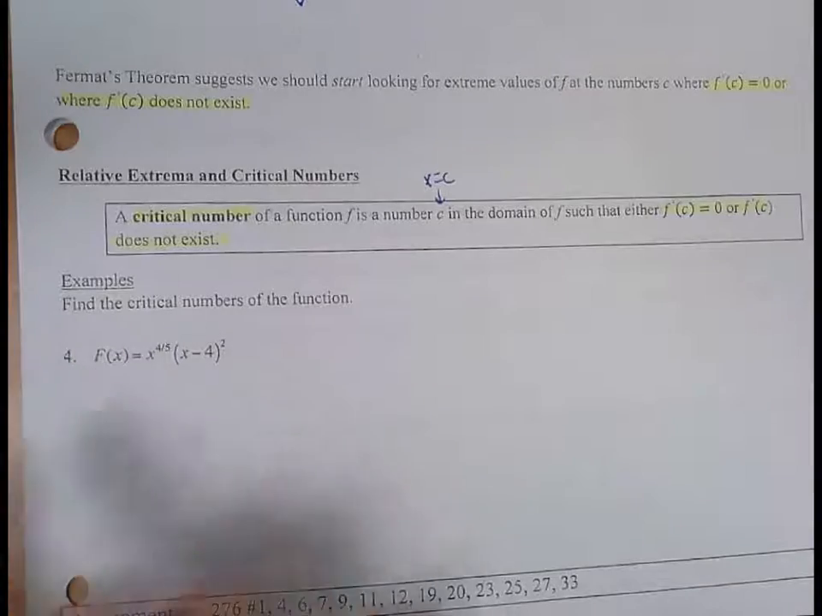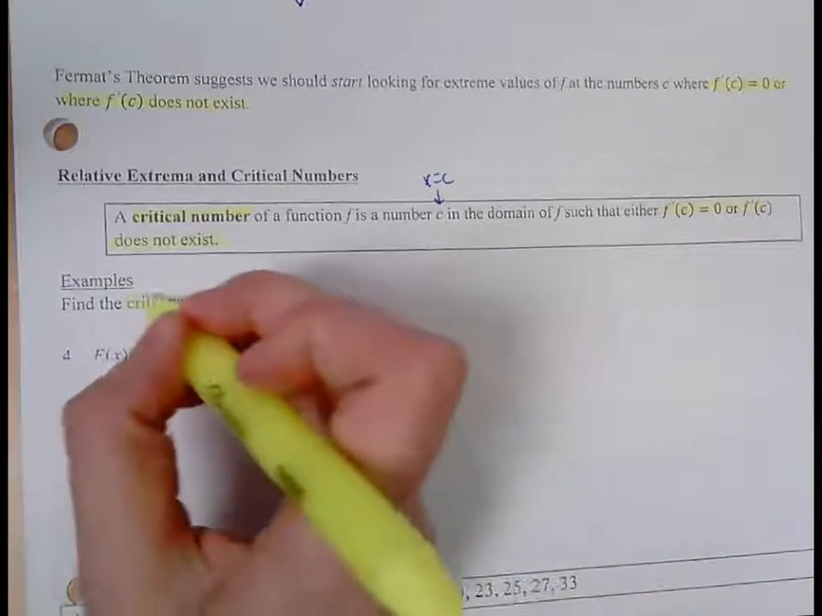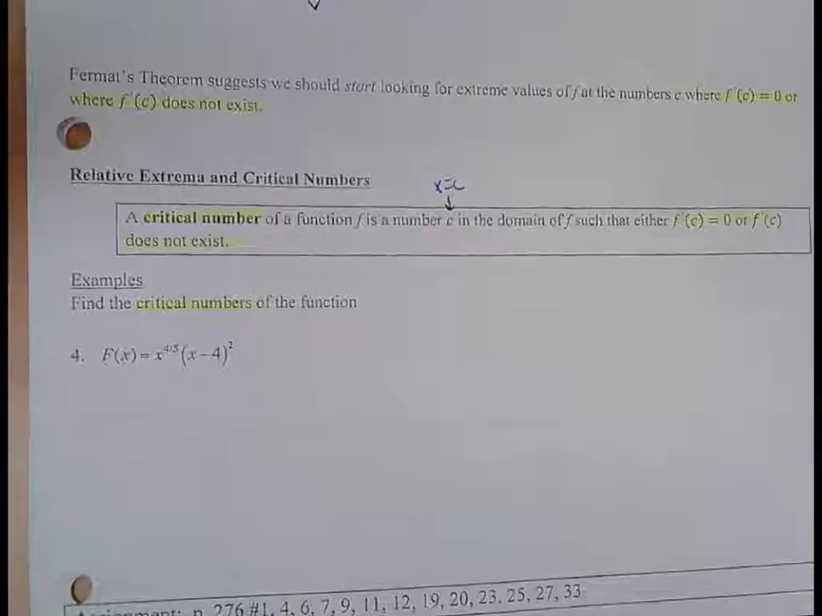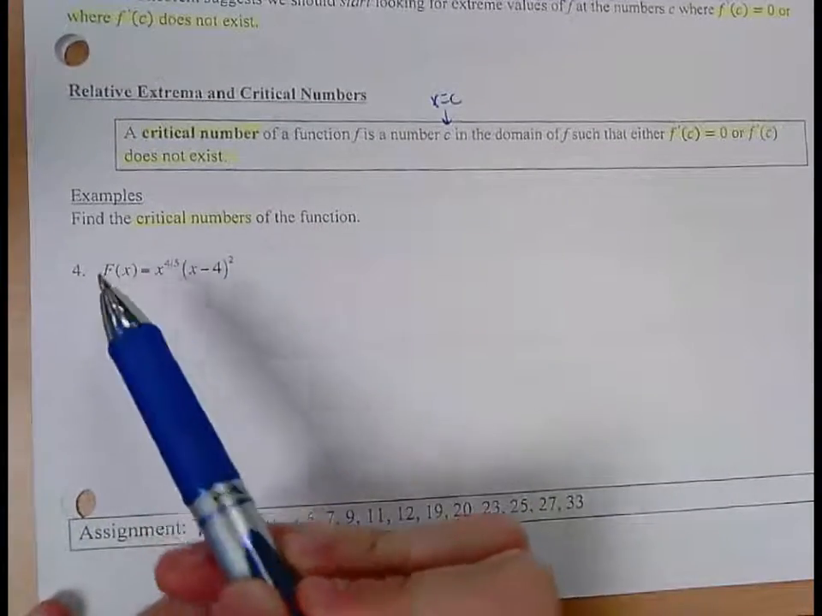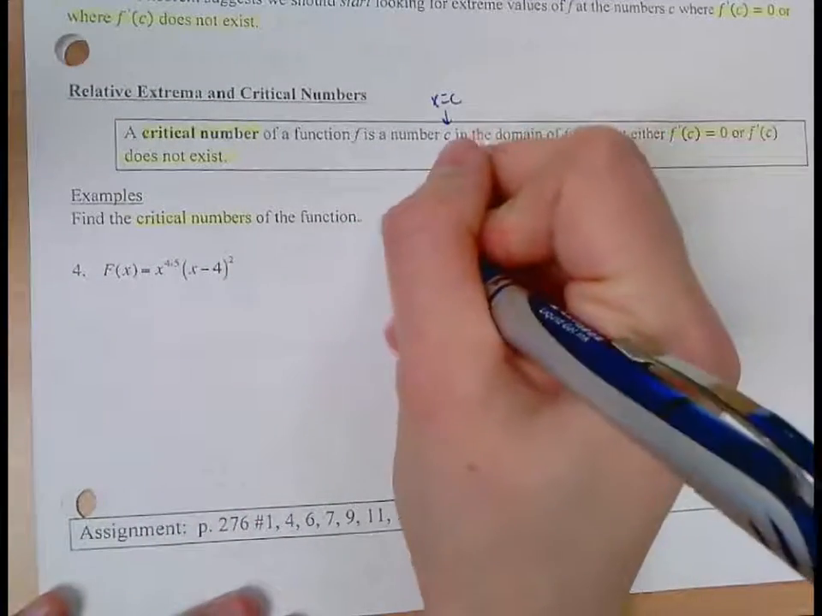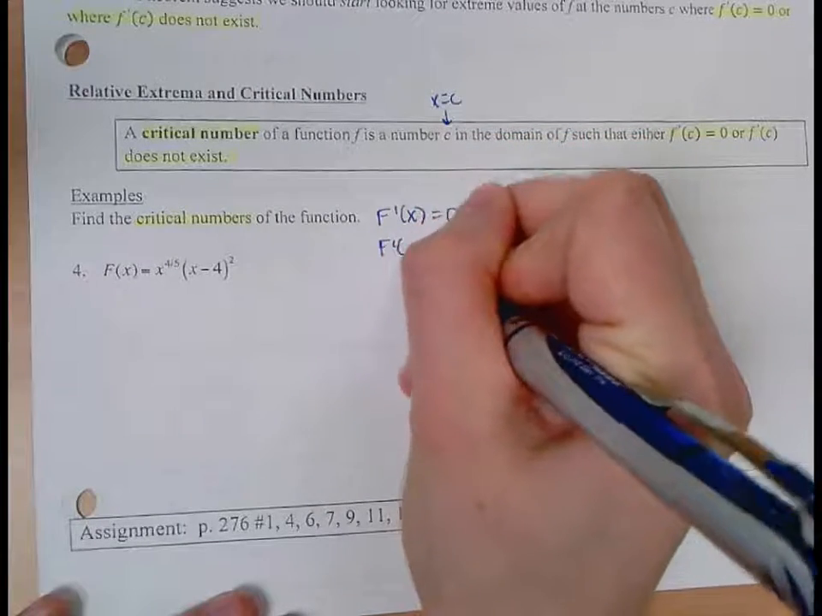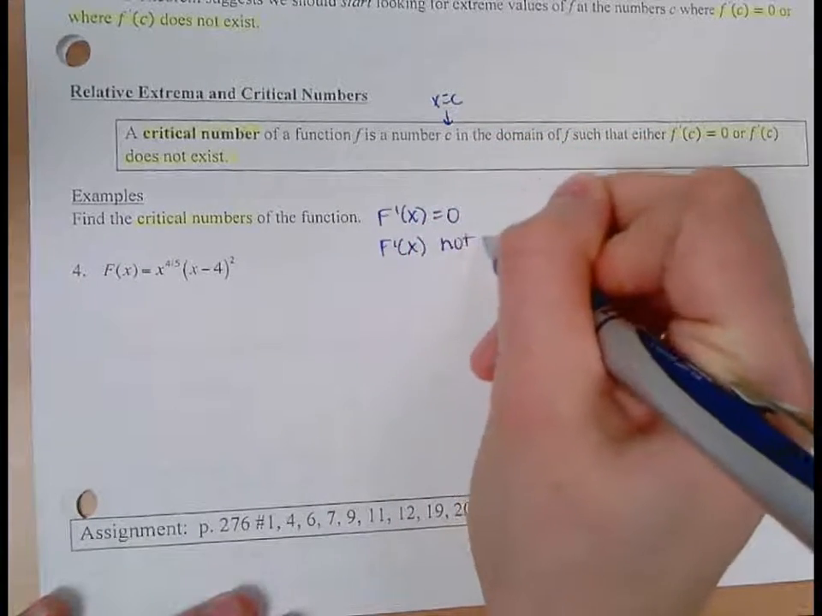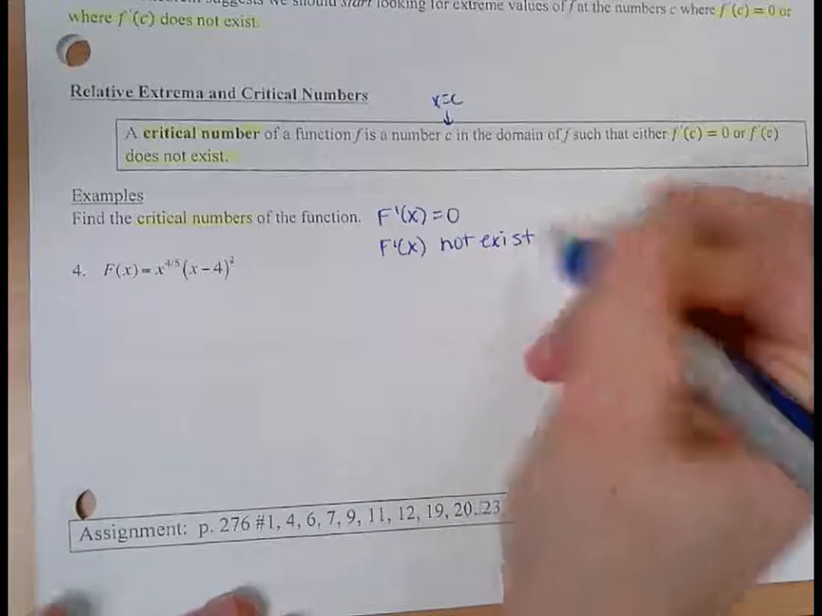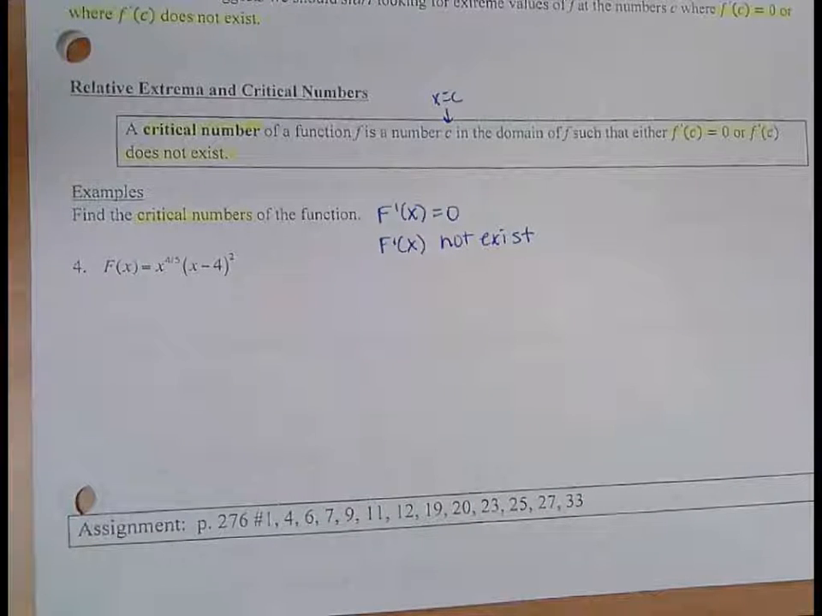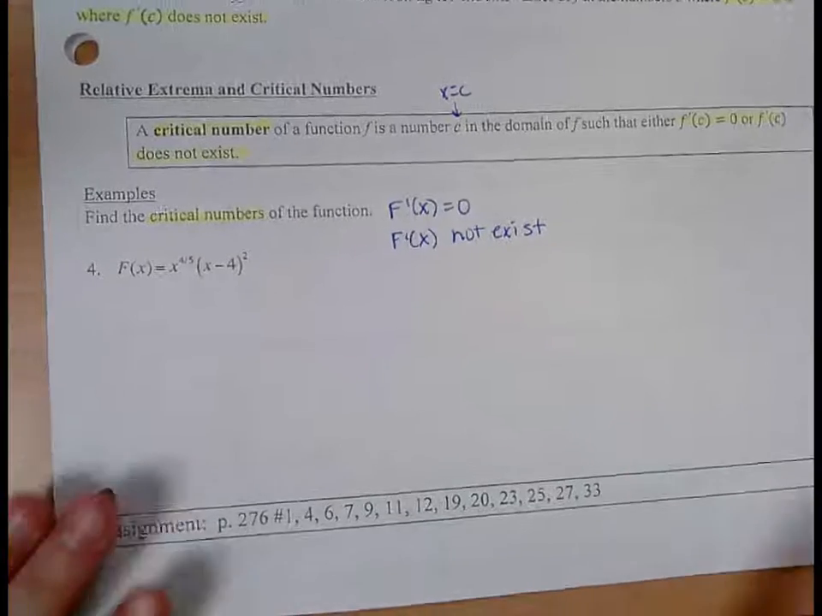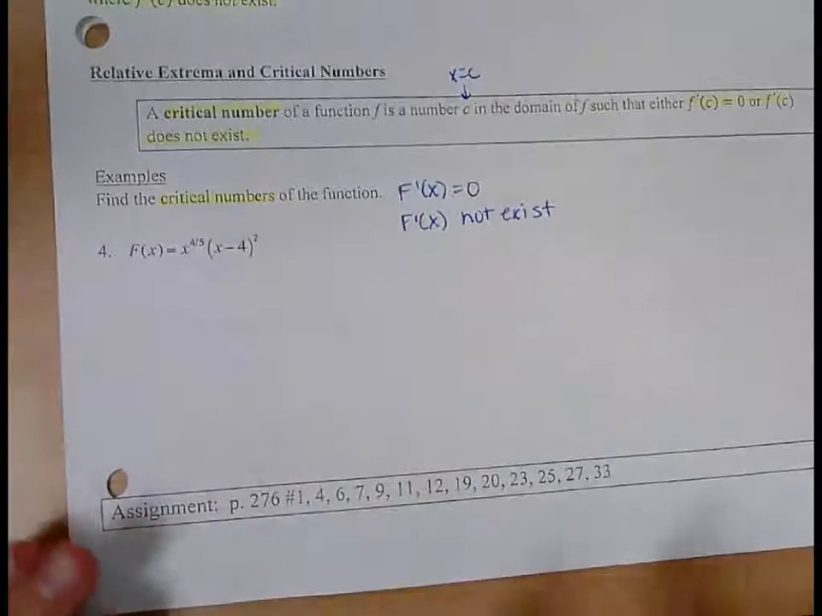So if you are just asked to find the critical numbers, in this case we have a function capital F of x, we need to find where does F prime of x equal 0, where does F prime of x not exist, or where is it undefined. Okay, so we need to find the derivative first. How do you find the derivative of this function?